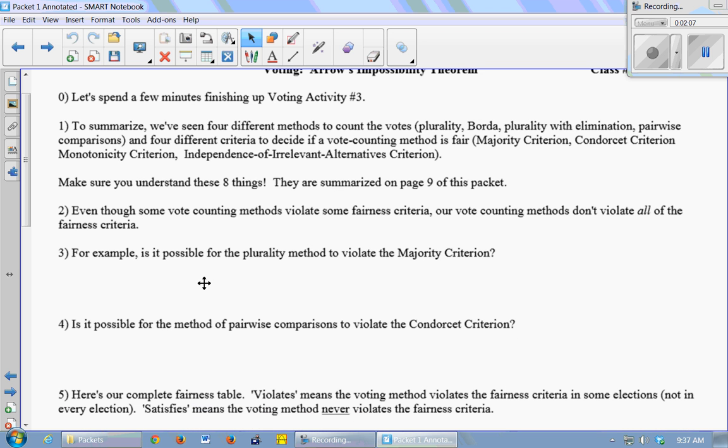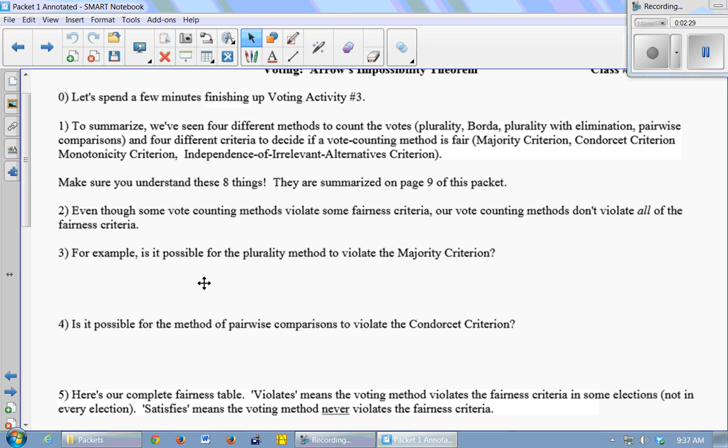Okay, so that's something that you should spend time looking at and make sure that you are comfortable with those 8 things. All right, so even though some vote counting methods violate some fairness criteria some of the time, okay, our vote counting methods don't violate all of the fairness criteria.